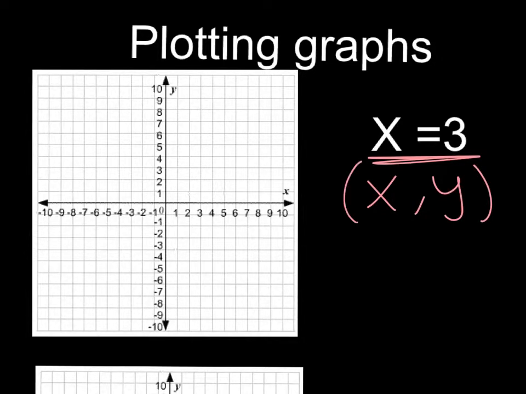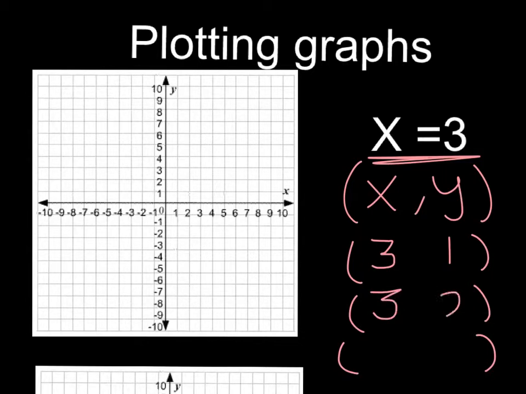So if we want to make a line called x equals 3, we need to pick some coordinates where the x coordinate is always equal to 3. So it's this coordinate, the x, that has to be 3. So I can pick any coordinate as long as my x equals 3. So I could pick 3, 1. I could also pick 3, 2. I could also pick 3, 3.